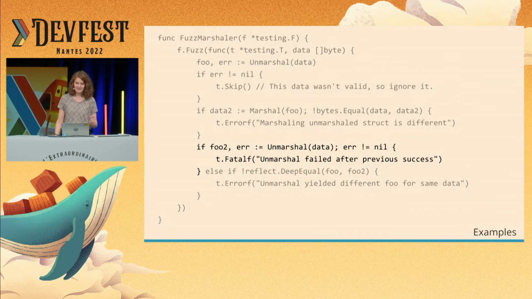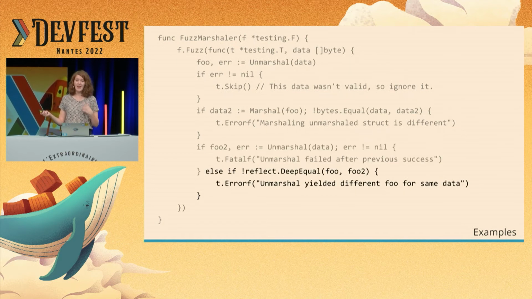Let's take it one step further. Let's unmarshal those bytes again. So we've taken the same bytes and we've unmarshaled them twice. At that point, if it succeeded the first time and failed the second time, that's probably not great, right? So we should fail if it has an error, and we should fail if those two structs aren't the same.